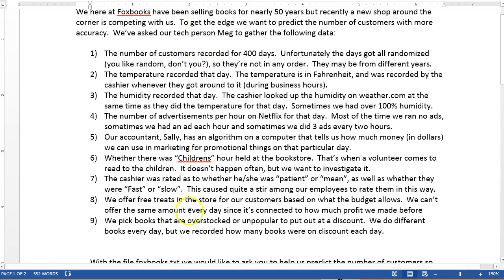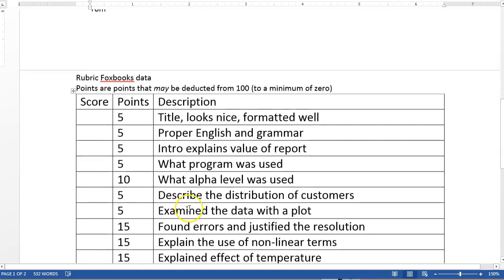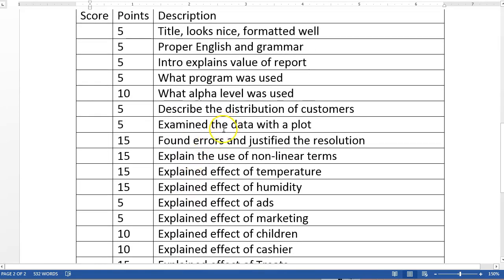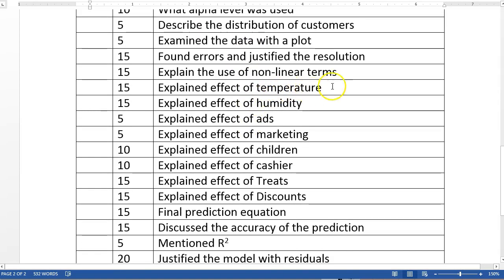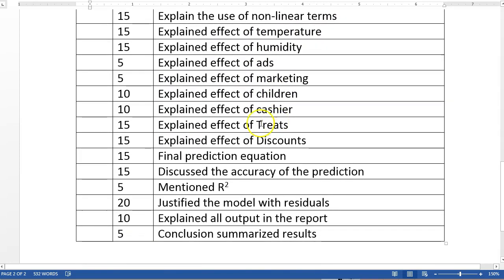So not only are there a lot of variables, but look down here at the rubric. You should find errors and fix them. You should be able to explain what you're doing and how. Things like the alpha level just tells the customer the way you're doing statistics because somebody else might have a different alpha level. And then for each of these terms, go through and explain them. Some are a little harder than others, and some are worth a little more points than others. But in the end, you should be able to explain all these effects and the prediction equation and how accurate are those predictions. You should be able to justify them all.